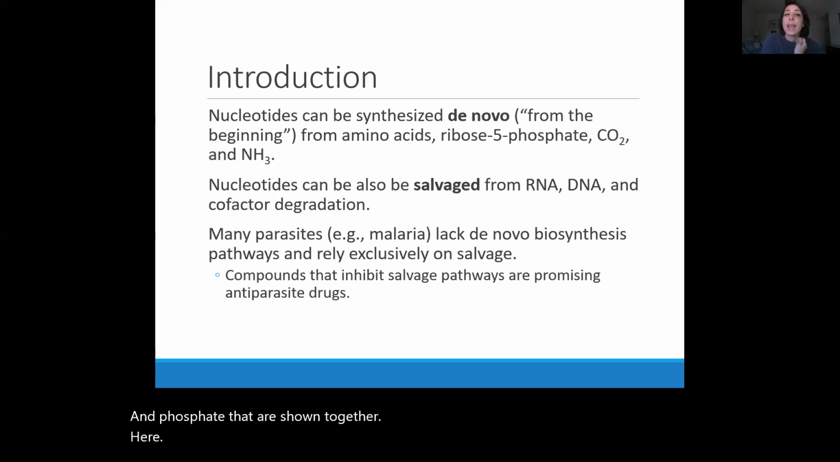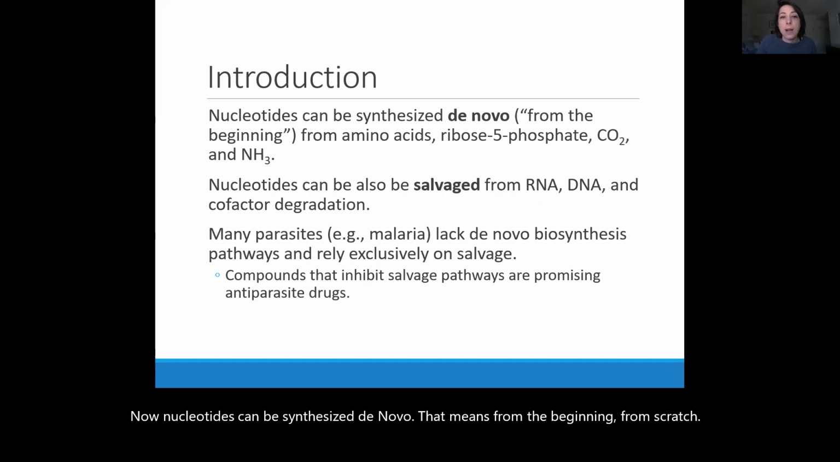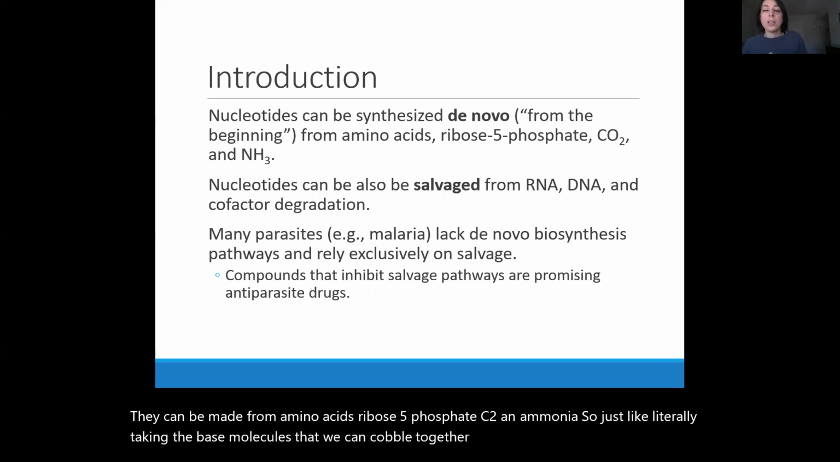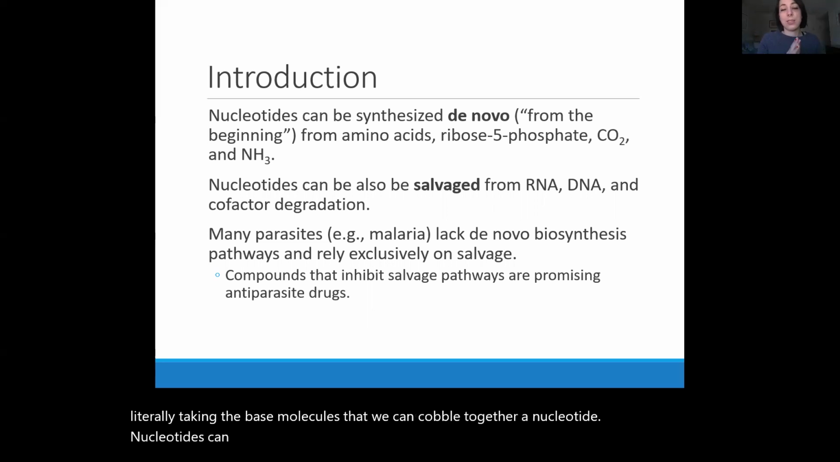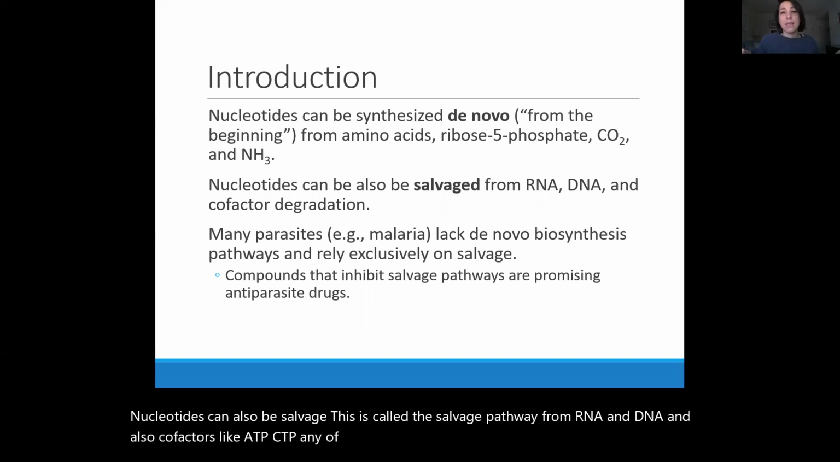Now, nucleotides can be synthesized de novo. That means from the beginning, from scratch, and they can be made from amino acids, ribose 5-phosphate, CO2, and ammonia. So just like literally taking the base molecules that we can cobble together a nucleotide. Nucleotides can also be salvaged, this is called the salvage pathway, from RNA and DNA, and also cofactors like ADP, CTP, any of these cofactors.